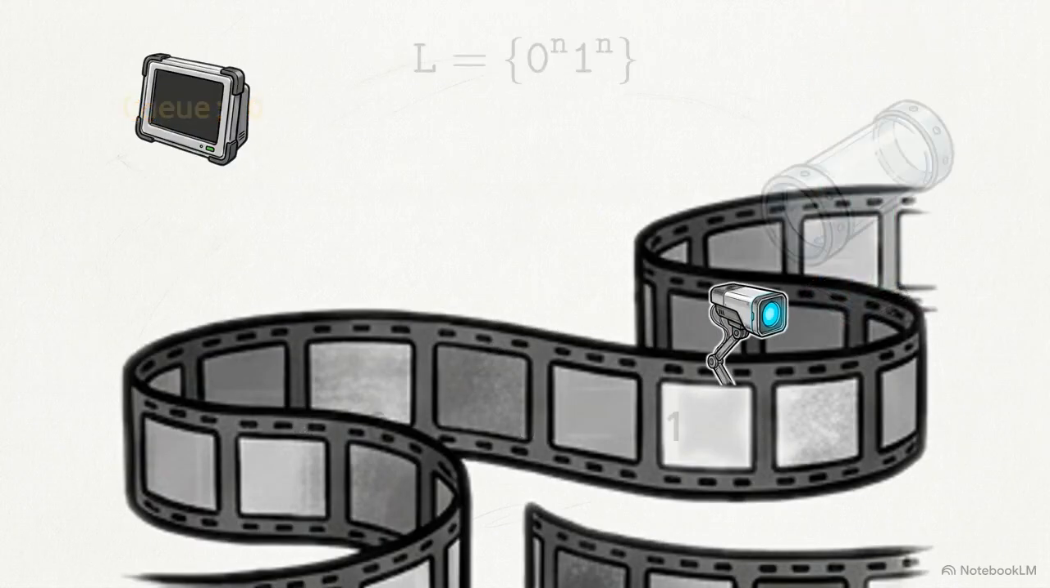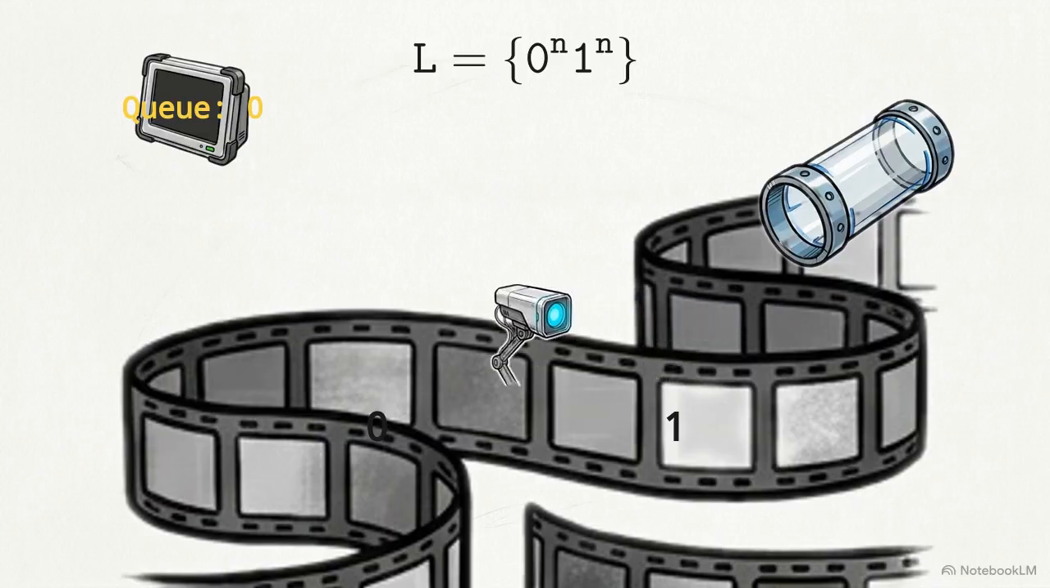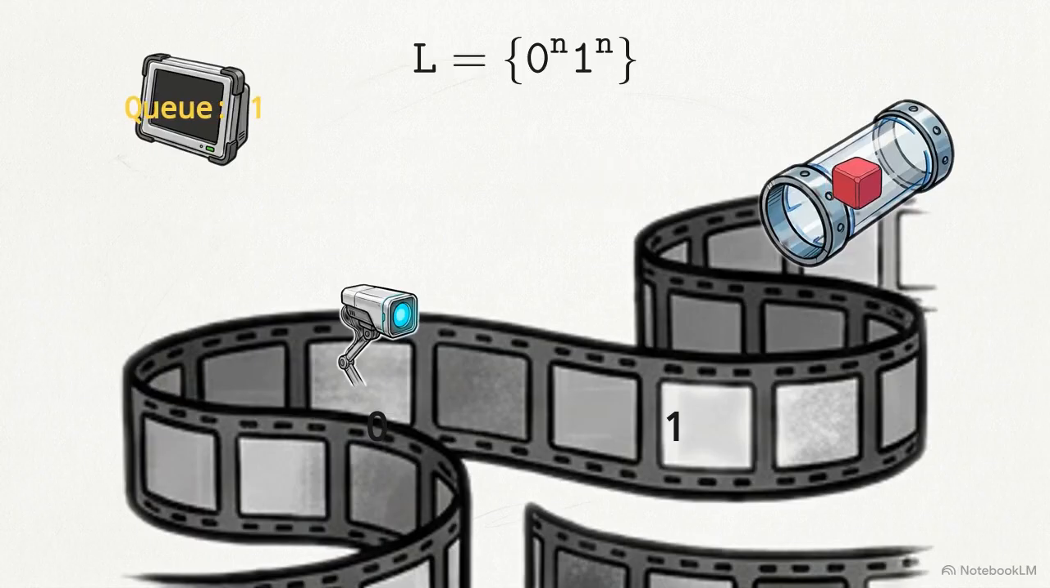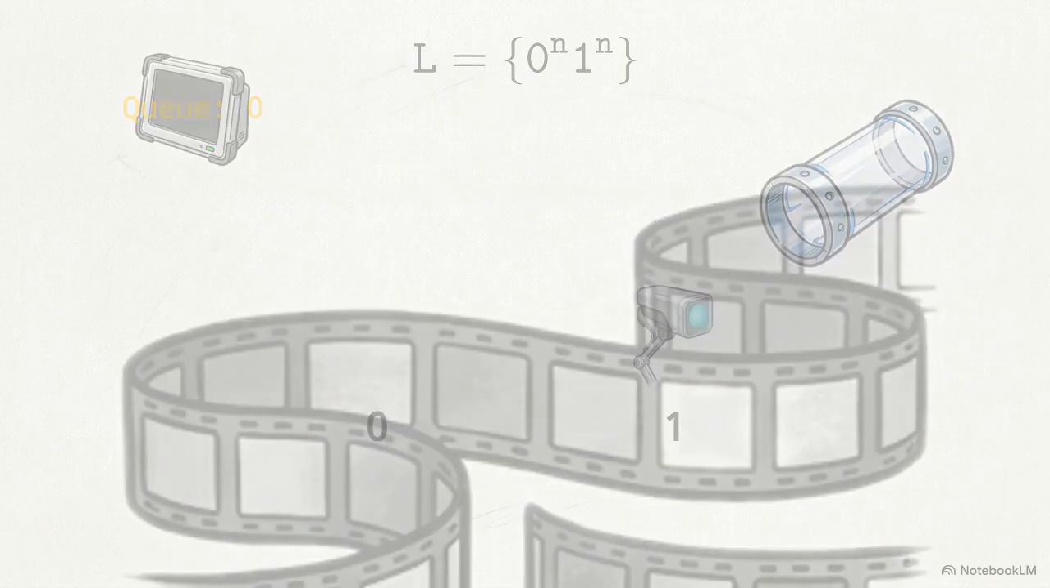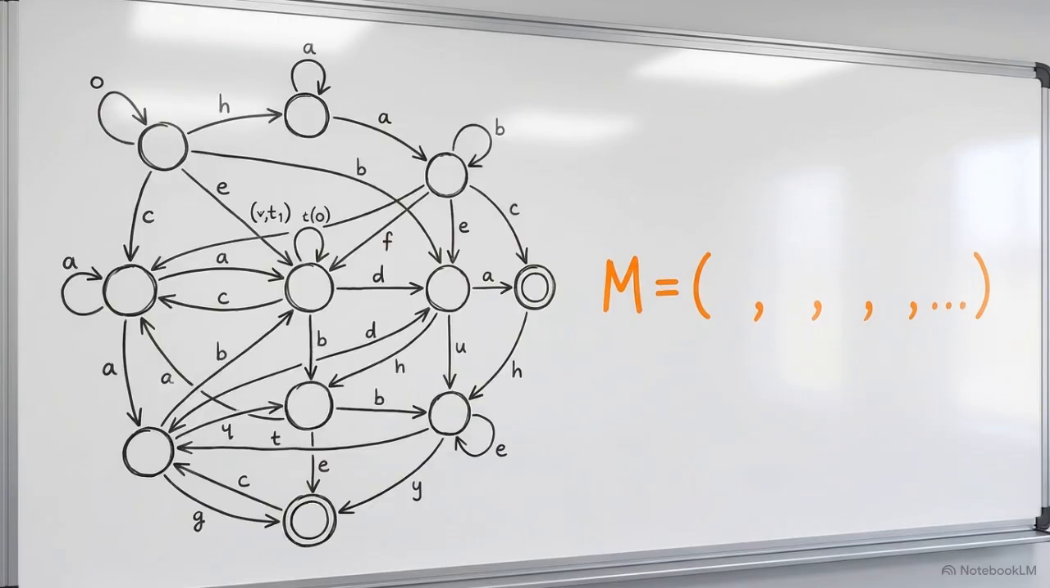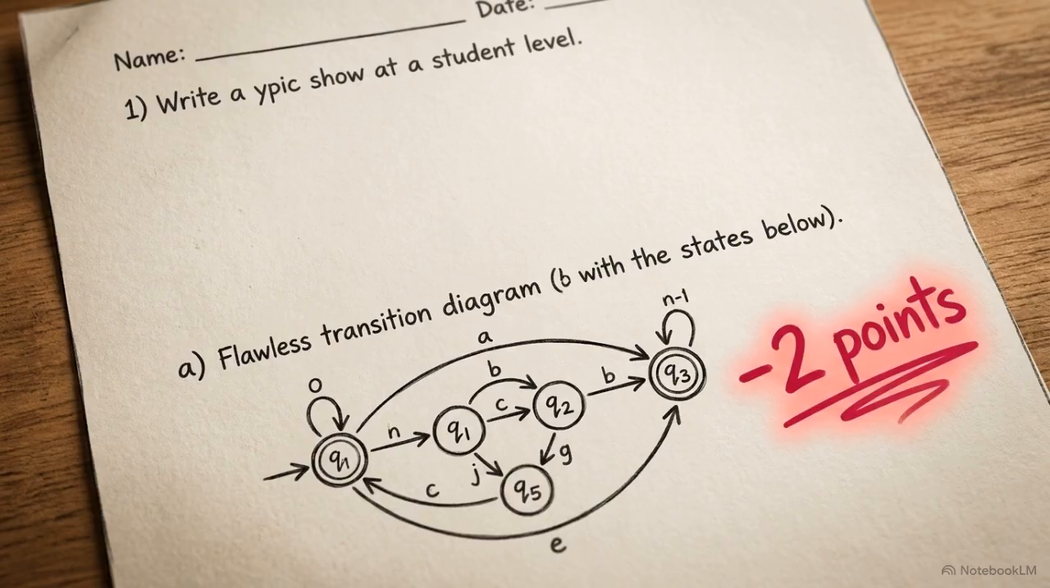A post machine handles memory differently. Instead of a stack, it uses a first-in, first-out queue. To solve the 0 to the n, 1 to the n problem from the May 2024 paper, we read elements from the front of the tape and push our tracking markers to the back, cycling through until the queue is empty. Before you draw either of these transition diagrams on your exam sheet, write out the formal 7-tuple mathematical definition. Skipping the tuple is the most common way students bleed easy points on these design questions.